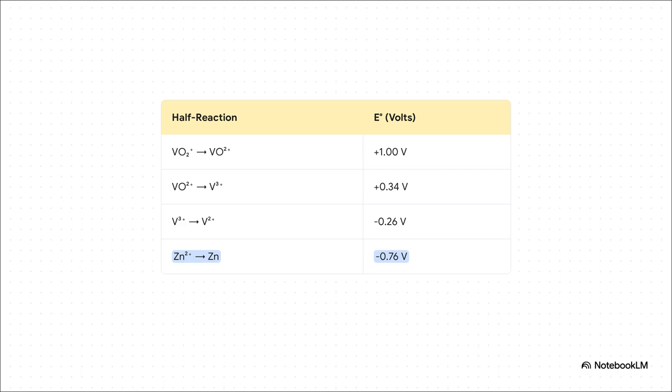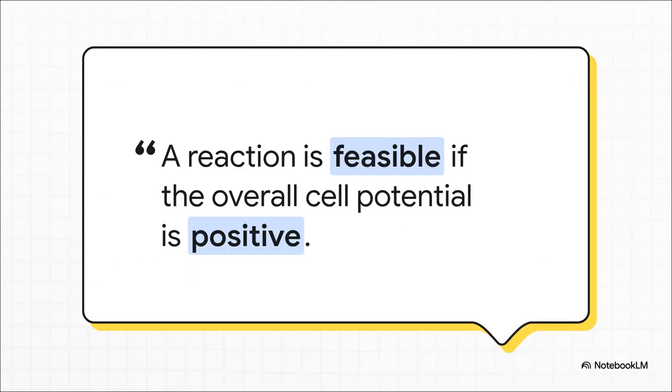Think of a very negative number as someone who is really generous and wants to give away electrons. With a value of negative 0.76 volts, zinc is basically screaming, "Take my electrons!" while vanadium is more than happy to accept them. And this all boils down to a really simple rule in redox chemistry. A reaction will happen all by itself if the overall cell potential is positive.